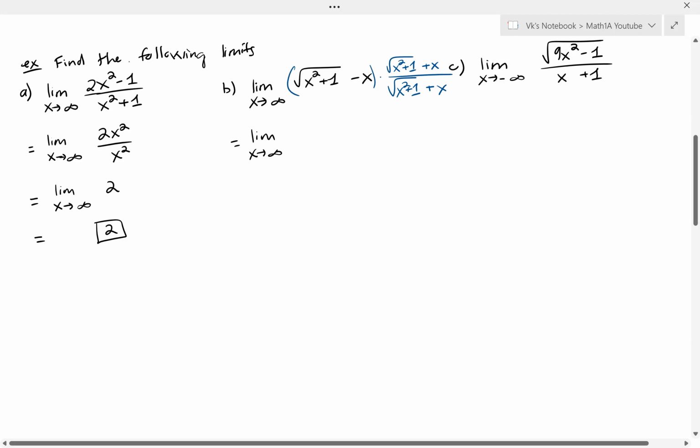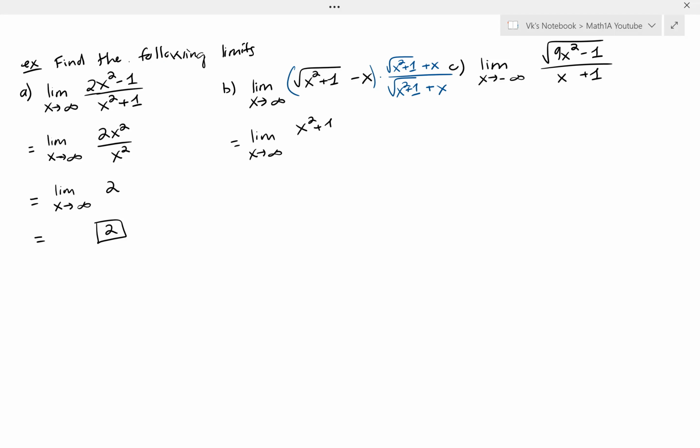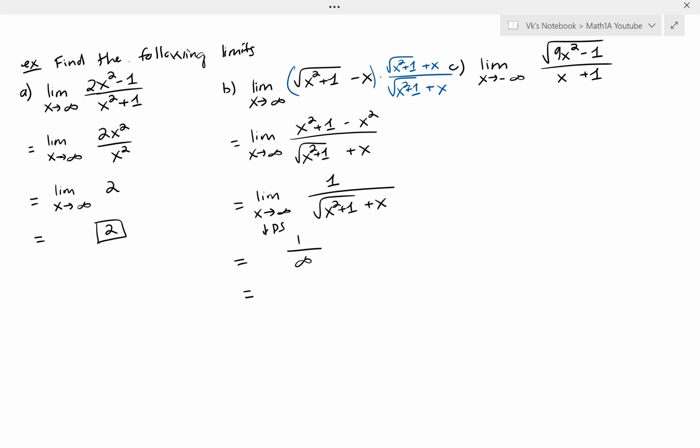Limit as x goes to infinity of (x squared plus 1 minus x squared) over (root of (x squared plus 1) plus x). Yay! And we have the limit as x goes to infinity of 1 over (root of (x squared plus 1) plus x). From here, we can do a direct substitution, as you can see from the note. It's 1 over infinity, which is 0. Wow.